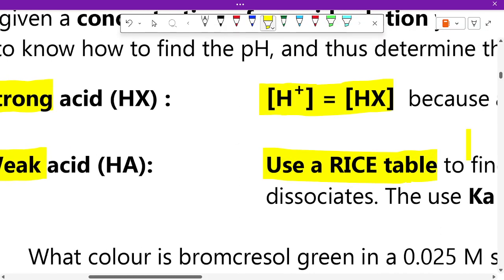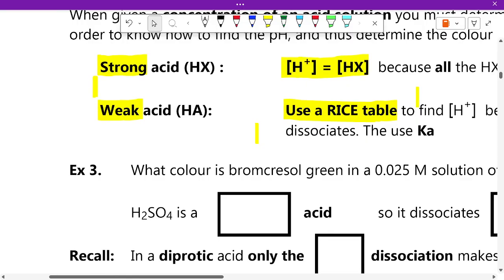Okay, and hopefully it hasn't been that long since we've done these ones, and we've done a whole bunch of other RICE tables in the meantime. No, we haven't. Never mind. What am I talking about?